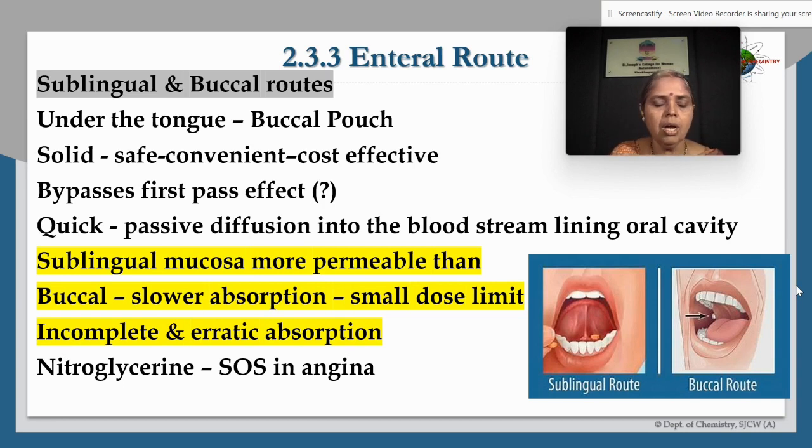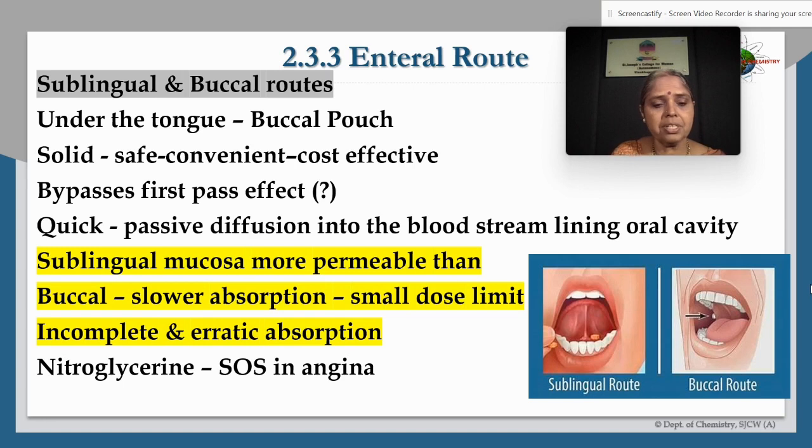Dosage has to be low, only a solid form of the drug should be taken, and you should avoid swallowing the drug. Then only can the maximum and instantaneous effect be felt. Because of the rich circulation of blood, the drug immediately goes into the blood and starts its action. But it is incomplete and erratic absorption also. You do not know how much has gone into the digestive tract. We cannot be very sure, but you can be sure of one factor, that once the drug is placed in the sublingual cavity, it will start its action almost instantaneously.